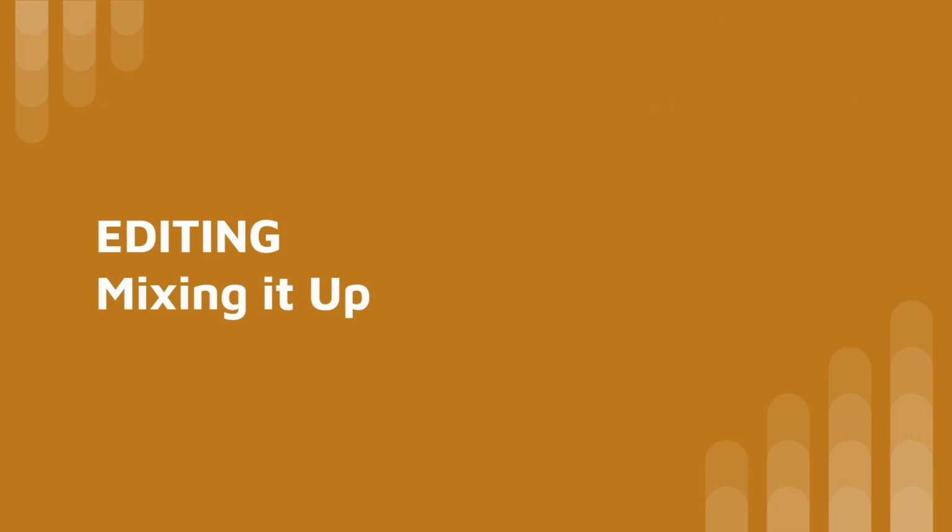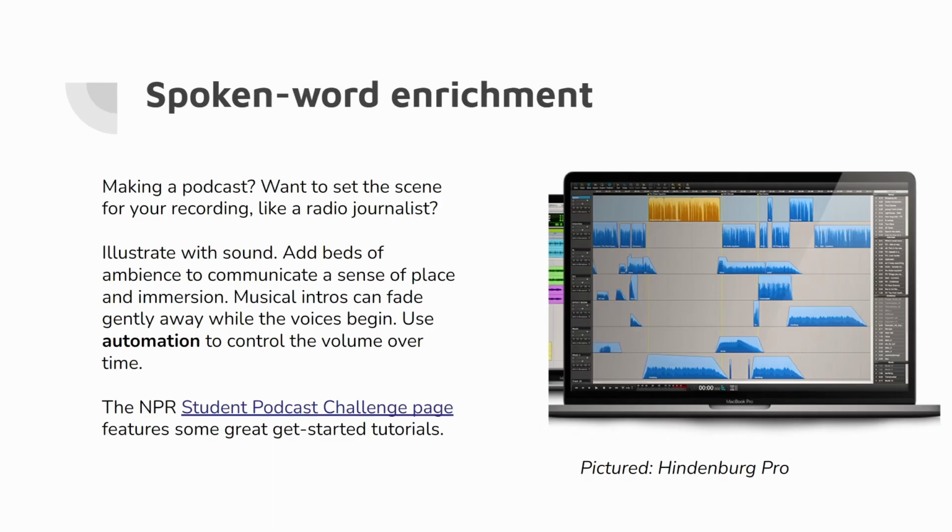Editing, mixing it up. Okay, mixing multiple sources together. First of all, if you are doing a podcast, if you are doing radio journalist type of stuff, why would you mix audio there? It seems like it's pretty simple, but there you can illustrate with sound. You can add little beds of ambiance to communicate a space you're in. Hear the birds chirping outside if that's where you are, or underlay the sounds of the city.